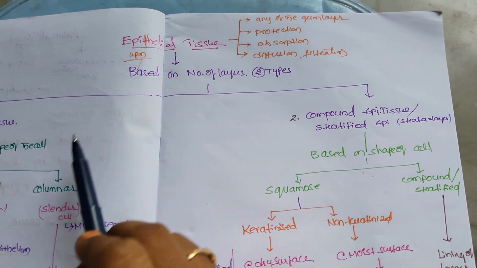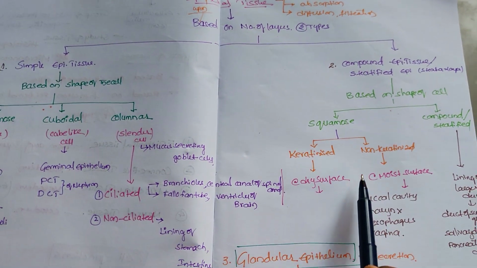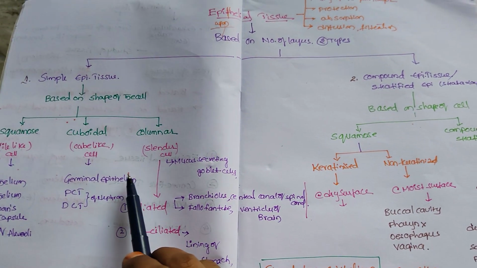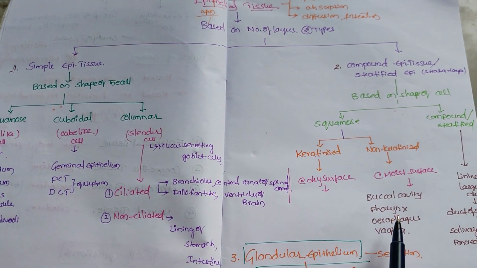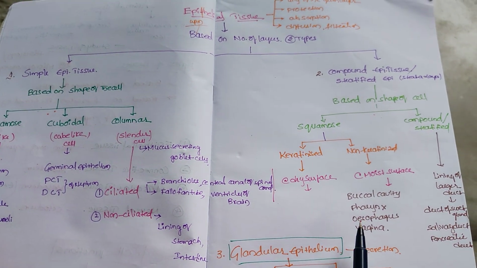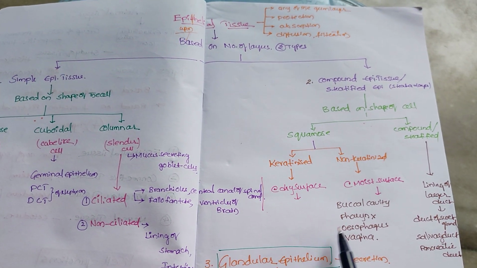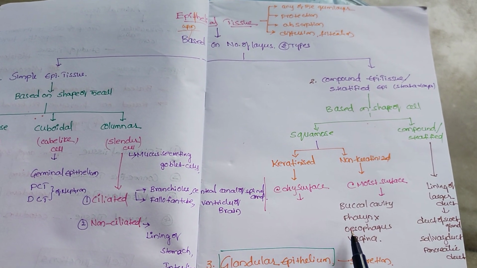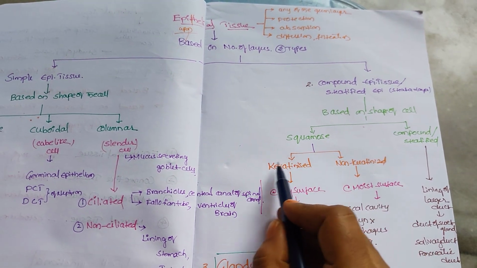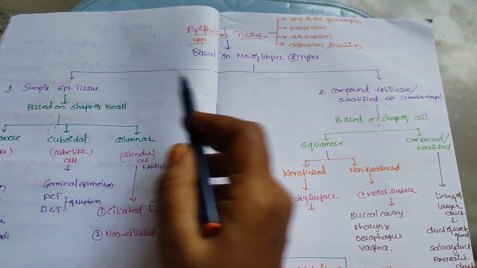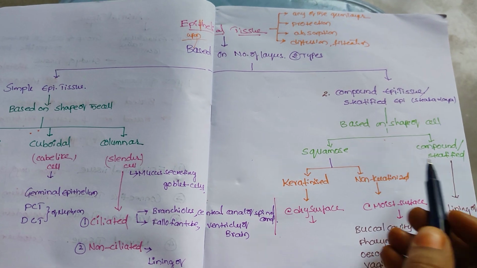So we have to know the different types of tissues and the location of the tissues. In the MCET and NEET, they may ask the question. The location is given in the question and you have to choose which type of epithelial tissue it is, whether simple or compound or a different type of tissue.